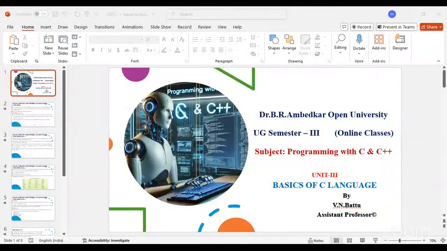We will see some other unit. In unit 2, only the history is there, the brief history, the structure of C program and the phases of execution of C program. And here is unit 3, the basics of C language.